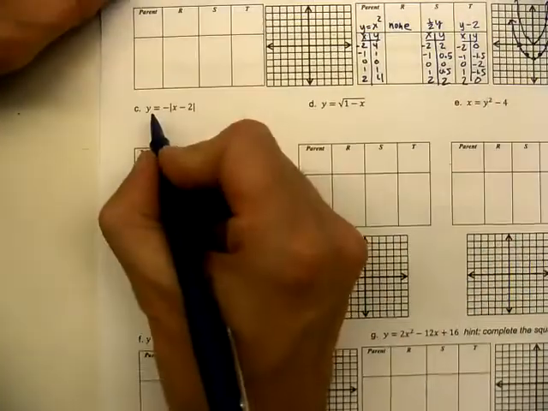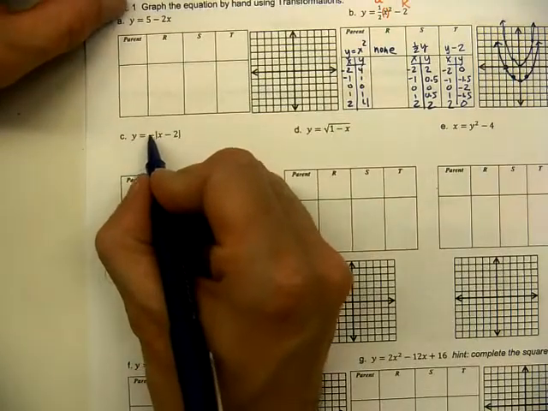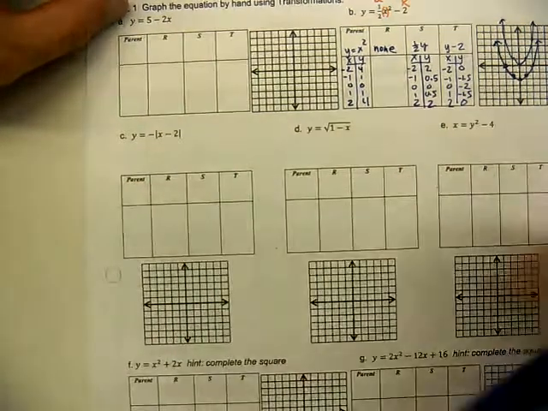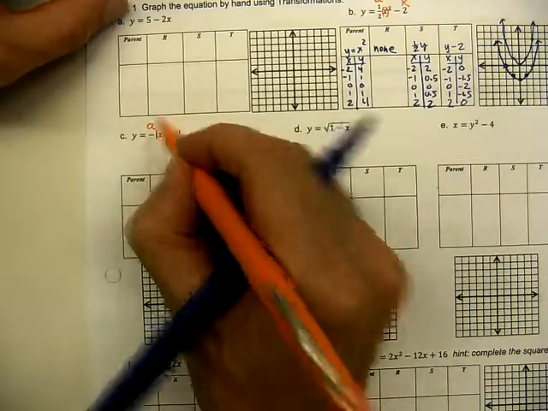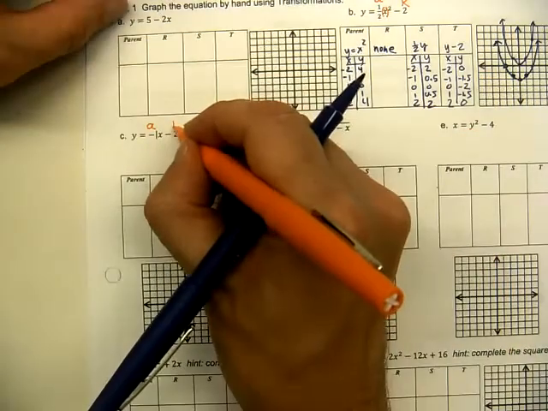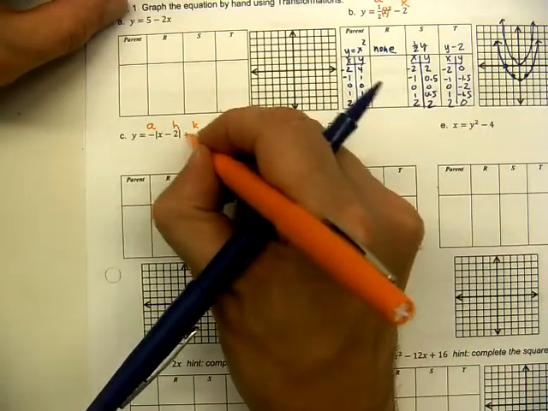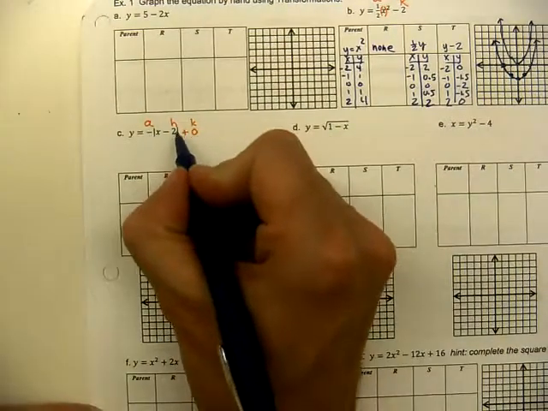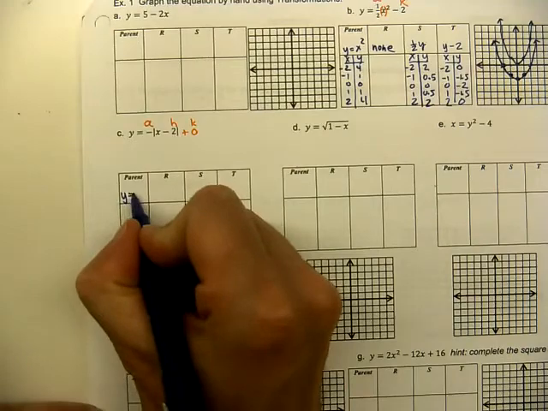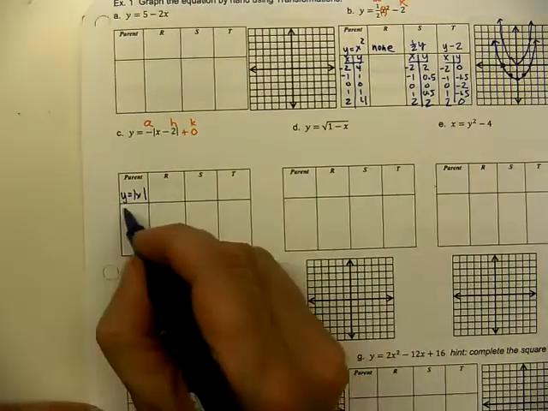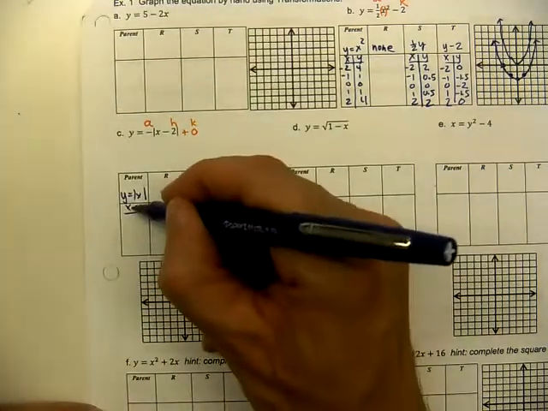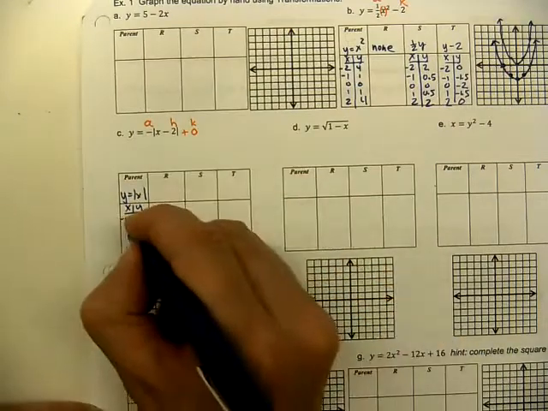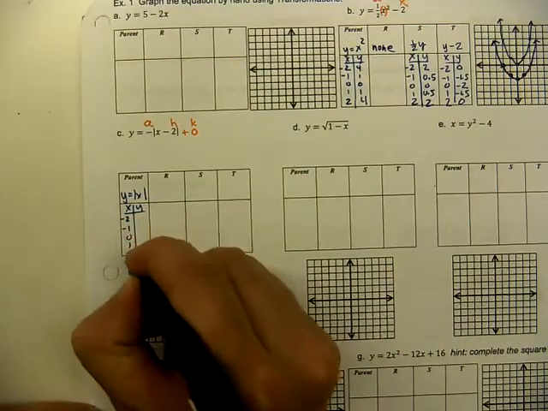Here in the next example, here's a negative sign that's outside the grouping symbols. So that's the A. And then here we have the H. There is no K. So what we're looking at here is identifying first the parent function, which is the absolute value of x. And so we have our critical values. Again, inputs are -2 through +2.